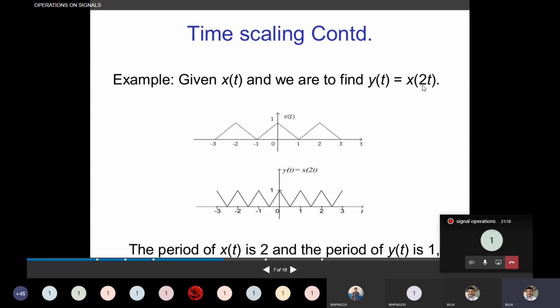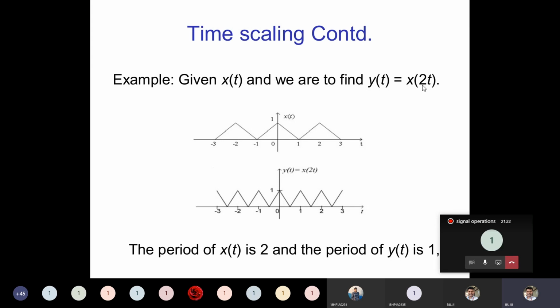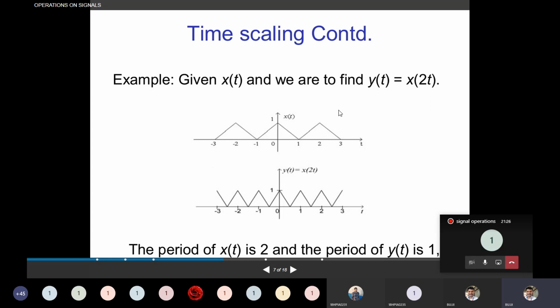If the scaling value is greater than 1, that signal will be compressed. Similarly, 2t equal to minus 1, then t equal to minus 1 by 2. This point becomes this point, and this is minus 1 by 2.